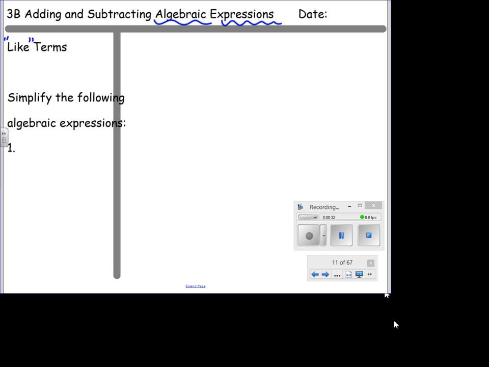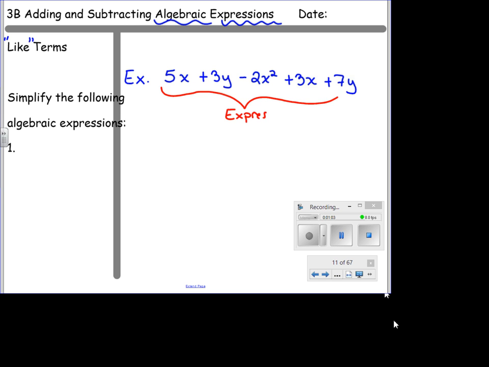So let's say, for example, you're given 5x plus 3y minus 2x squared plus 3x plus 7y. All right? This is one really big expression, and all of these are terms. So when we look at this, this is an expression, as we talked about today, and each one of these is a term.